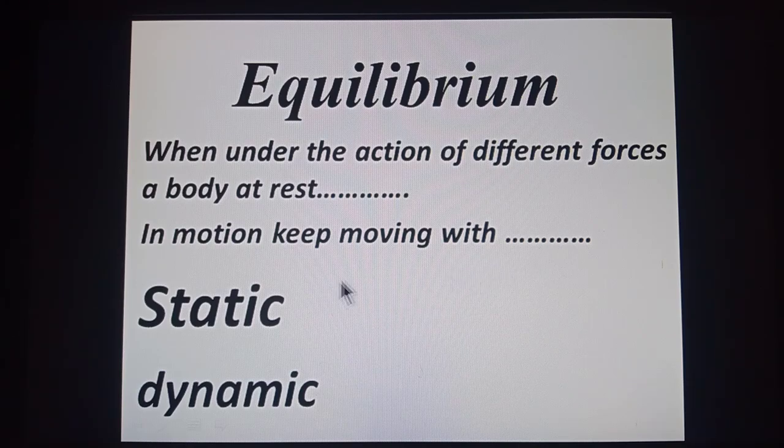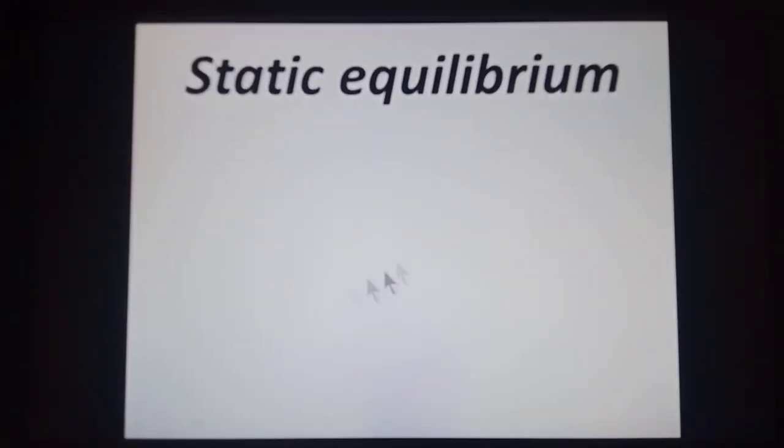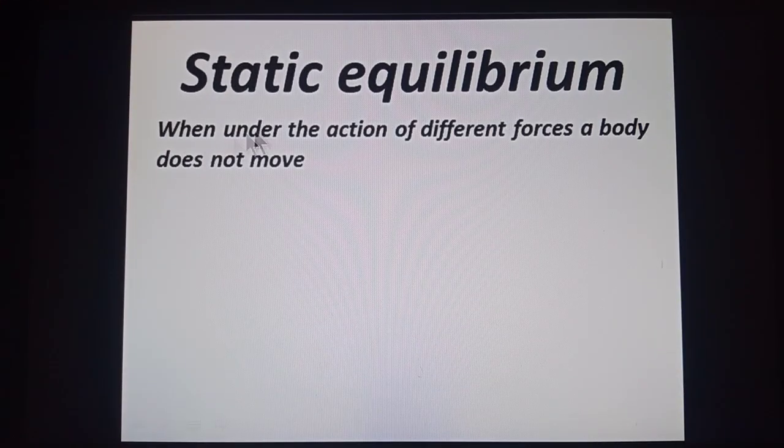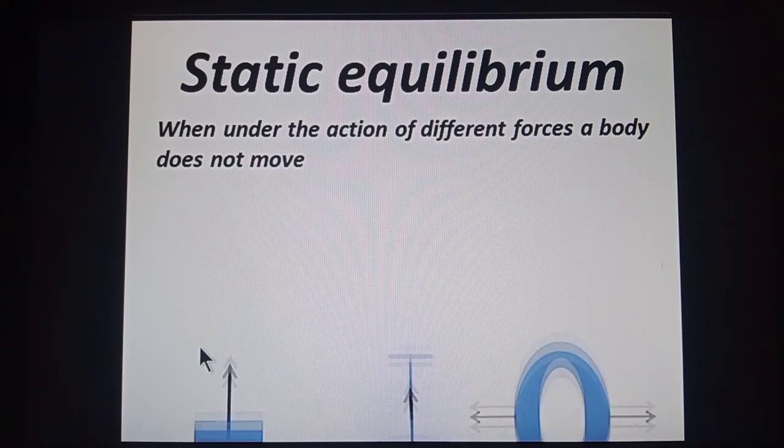Students, there are two types of equilibrium. One is called static equilibrium and the other is called dynamic equilibrium. Now let us discuss them one by one. Static equilibrium. As I told you, when under the action of different forces a body does not move, we say that the body is in static equilibrium.